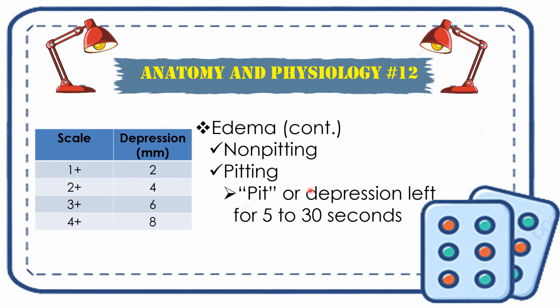So there are two types of edema, the non-pitting and the pitting edema. So pit or depression is left when you press the skin for about 5 to 30 seconds. And then we have to check the scale of edema. So 1 plus or 1 positive if the depression is 2 millimeter, 2 plus or 2 positive if it is 4 millimeter, 3 plus or 3 positive if the depression is 6 mm, and 4 plus if the depression is 8 mm.